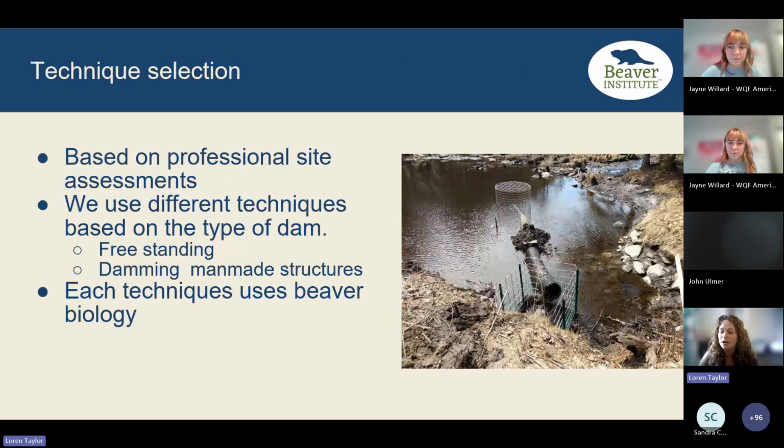All right, so we just covered several techniques, and the way that we determine which technique to use is always based on a professional site assessment. We use different techniques based on the type of beaver dam that we're seeing. That can be a freestanding beaver dam that we saw in some of those pictures earlier, or it could be damming a man-made structure. And so we use different techniques based on these categories. And all of our techniques are effective because they use beaver biology.